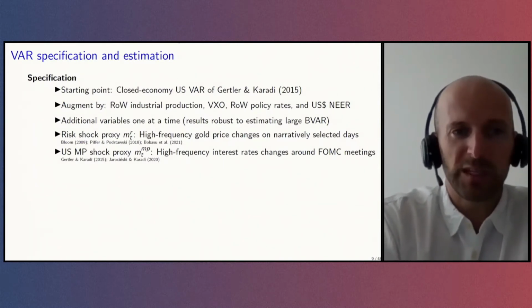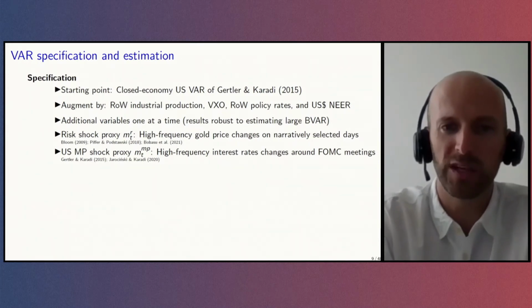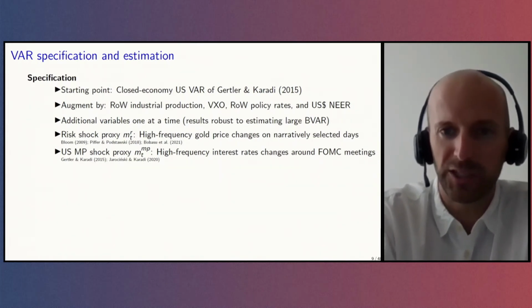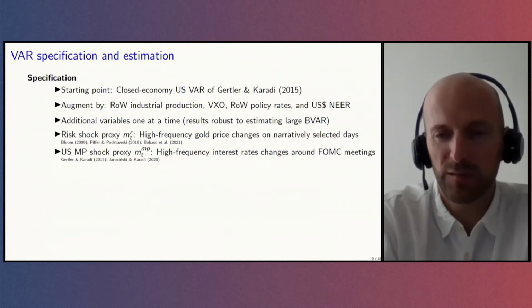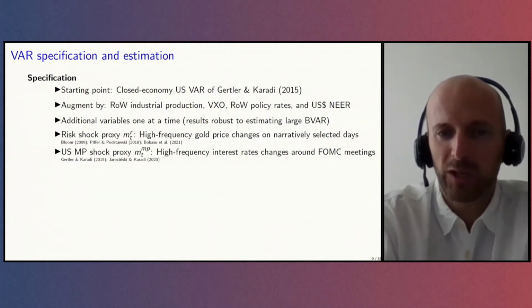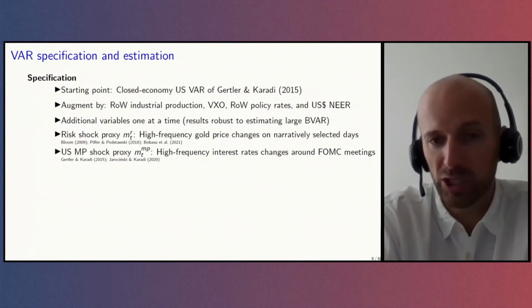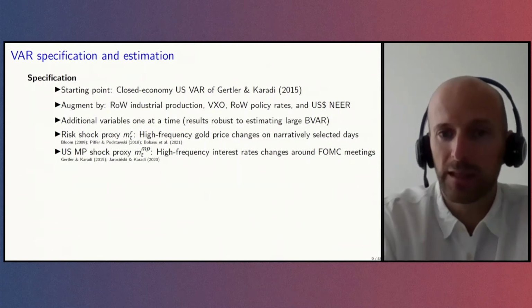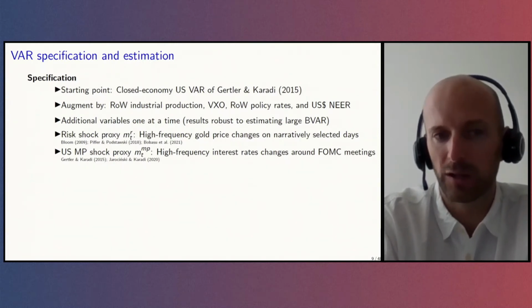Regarding the concrete specification of the VAR model, we start with a classic, the closed economy US VAR of Gertler and Karadi in their AEJ Macro paper. But obviously we have to augment the VAR model by a couple of variables for the purposes of our paper, namely rest of the world industrial production as a measure of rest of the world real activity, the VXO because we want to track the evolution of global risk aversion conditional on a shock to global risk, rest of the world policy rates to observe how rest of the world monetary policy behaves in response to the global risk shock, and obviously the dollar exchange rate.